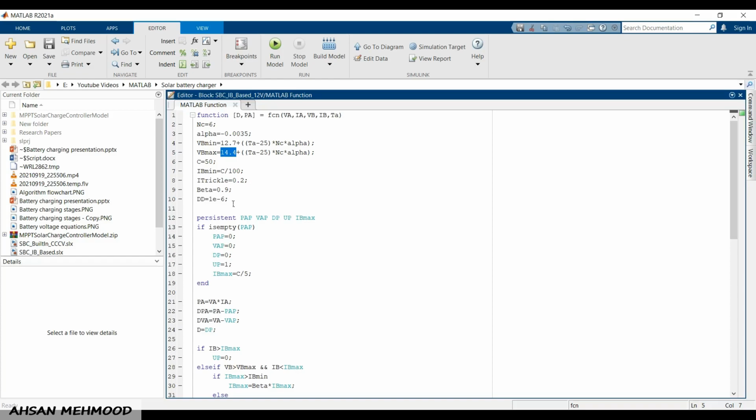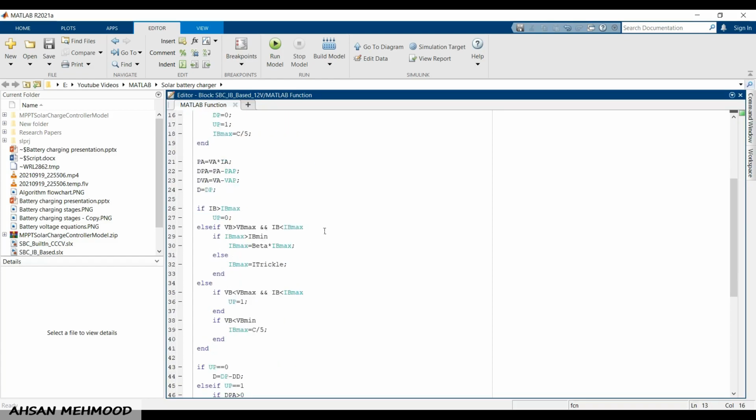Delta D is set to 1 micro. The variables whose values could be changed during the simulation or are used in the next iterations are declared of the persistent type. The flow of the remaining code has been explained previously in the flowchart section.